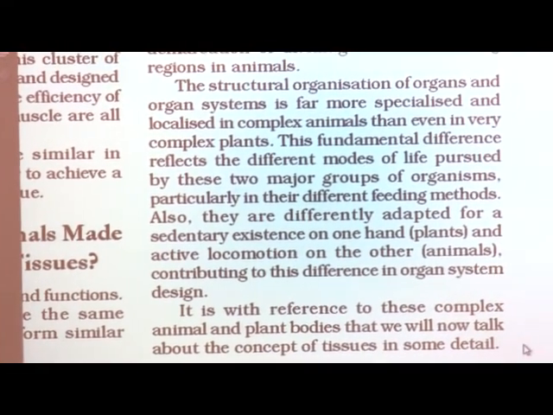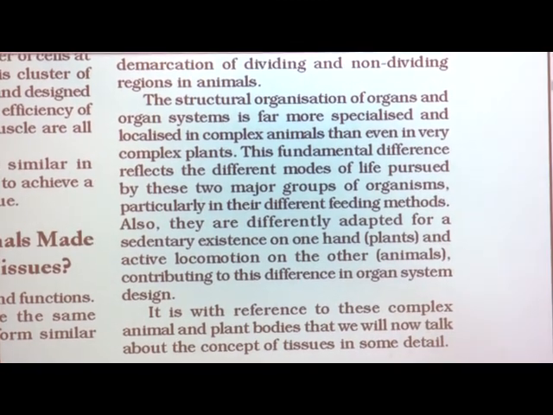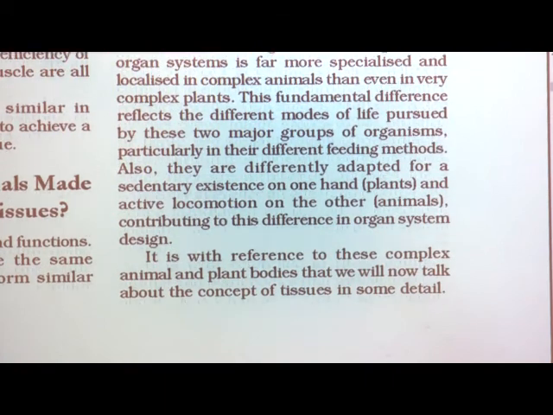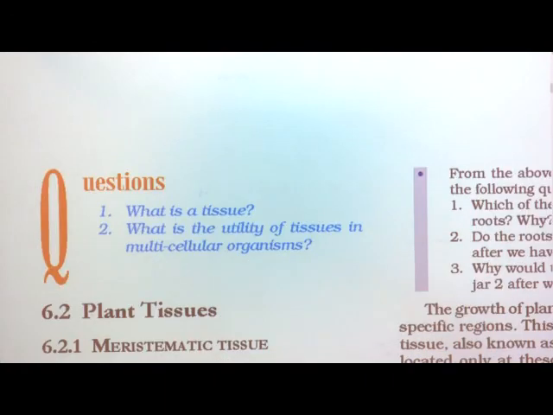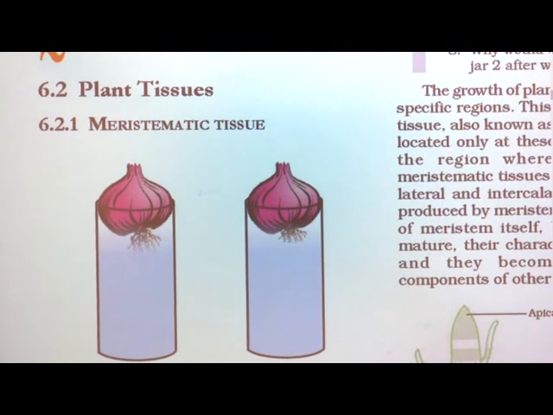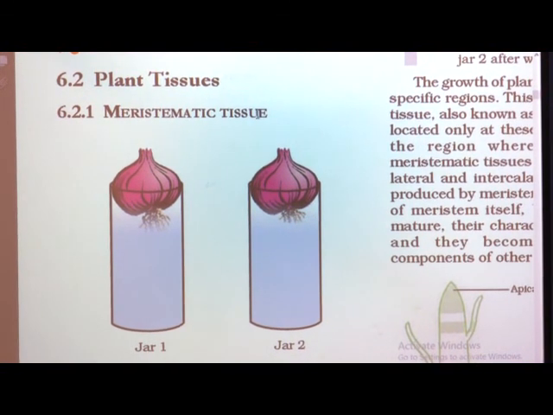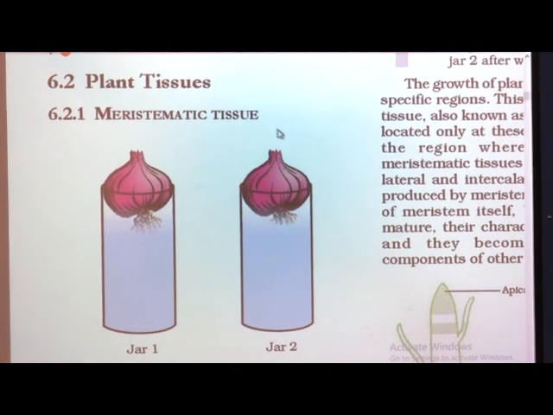Now, let us move to the next point. It is with reference to these complex animal and plant bodies that we will now talk about the concept of tissues in some more detail. So, with reference to plants and animals, we will discuss the different types of tissues in more detail. Now, let us begin with plant tissue. As I have told, plant tissue is mainly of two types. One is meristematic tissue and the second one is permanent tissue. Now, let us discuss meristematic tissue.